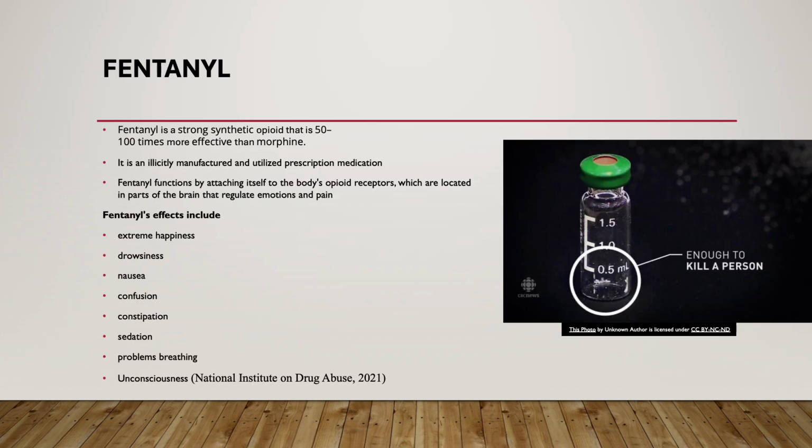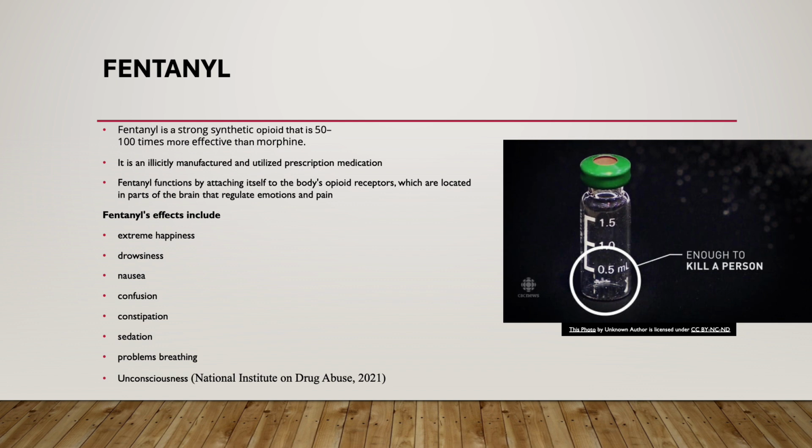Fentanyl is an illicitly manufactured and utilized prescription medication. Similar to morphine, this medication is usually used to treat patients who are in excruciating pain, particularly following surgery. National Institute on Drug Abuse 2021. Patients with persistent pain who are physically tolerant of other opioids may also occasionally be treated with fentanyl. When you require a larger and more frequent dosage of a medicine to achieve the desired effect, you have developed a tolerance. National Institute on Drug Abuse.